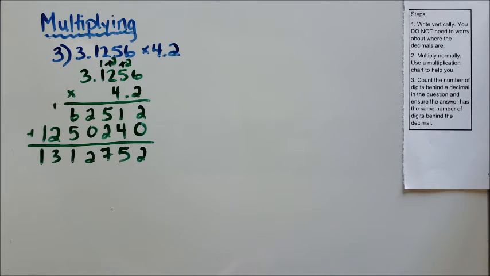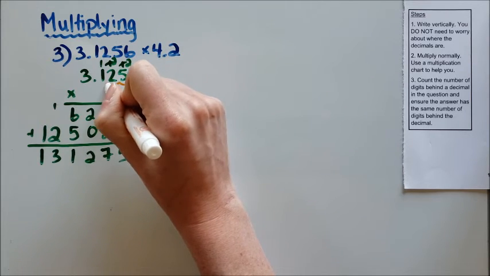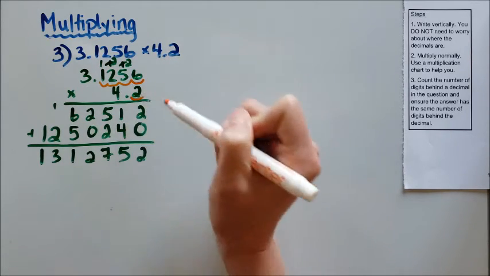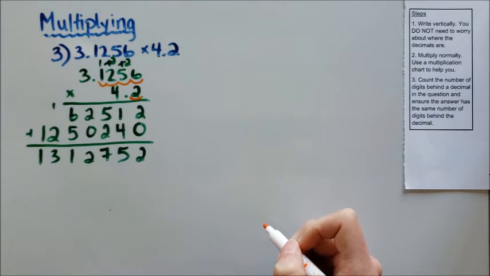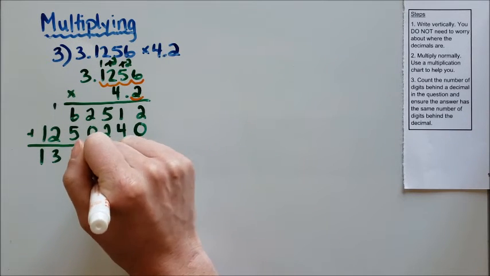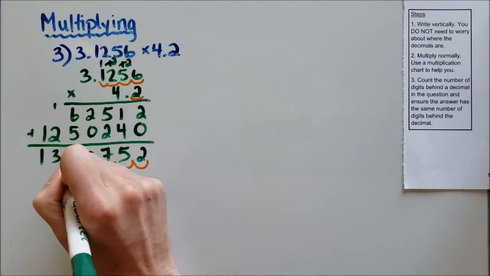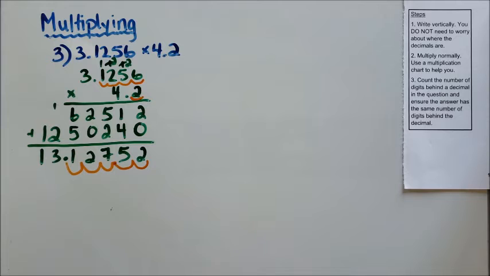Now I'm on to that last step. Figure out how many spots behind my decimal place. So I'm going to have 1, 2, 3, 4, 5 numbers behind my decimal in the answer. So 1, 2, 3, 4, 5. That means that my decimal is going to be going right in there.